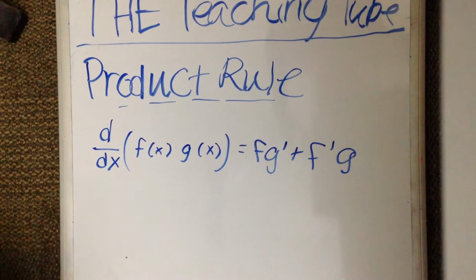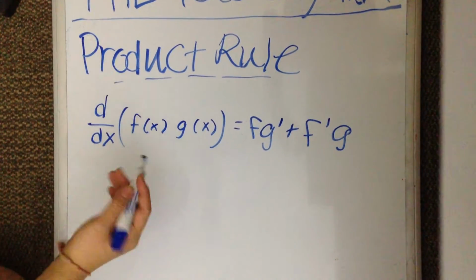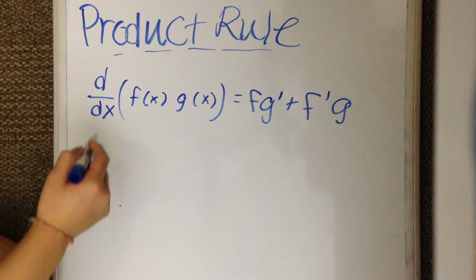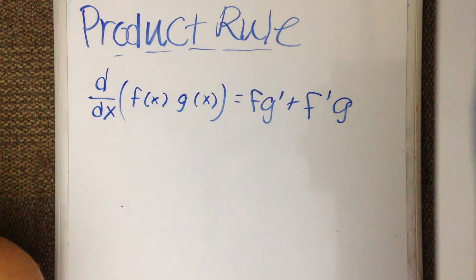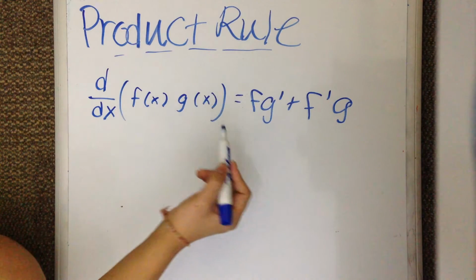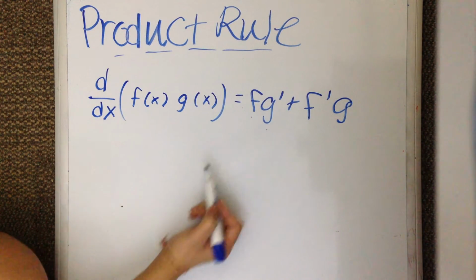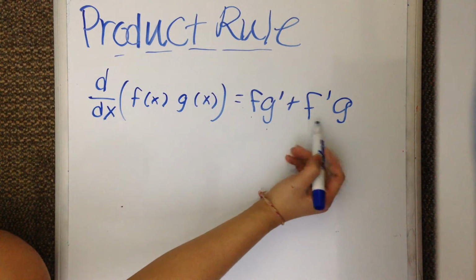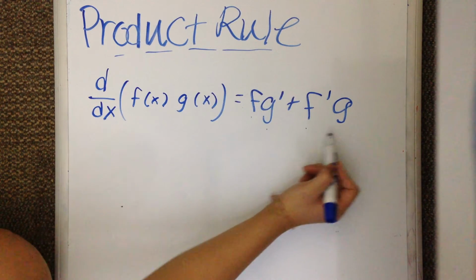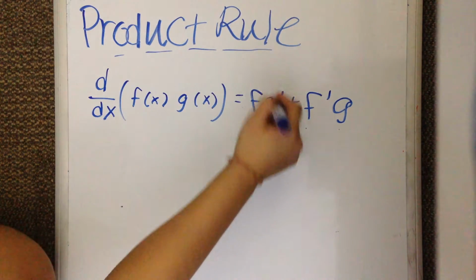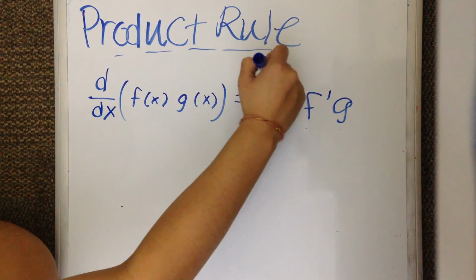So, the product rule. The product rule is this. In one dimension, if you take the derivative with respect to x of a product of two functions, then you get the first function times the derivative of the second plus the derivative of the first function times the second.